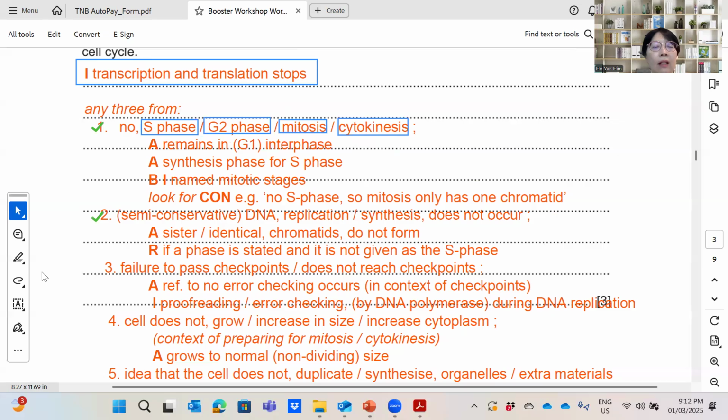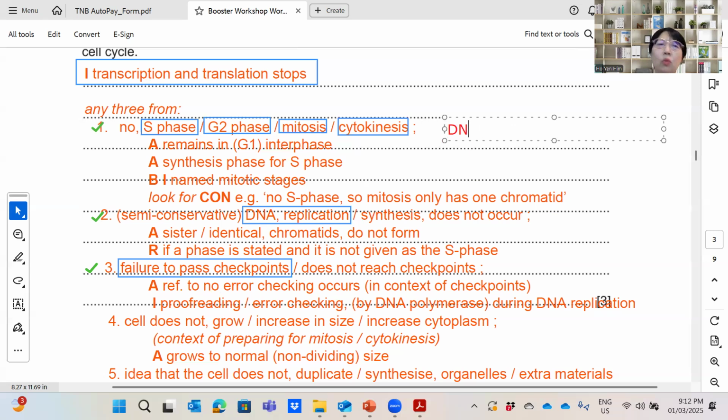So this is cell cycle, right? So during S phase, sorry, S phase stop means what? DNA replication will stop. Okay, histone protein synthesis will stop. Then number 3, this one is what I want you to learn. Failure to pass a checkpoint. Now, what is a checkpoint?